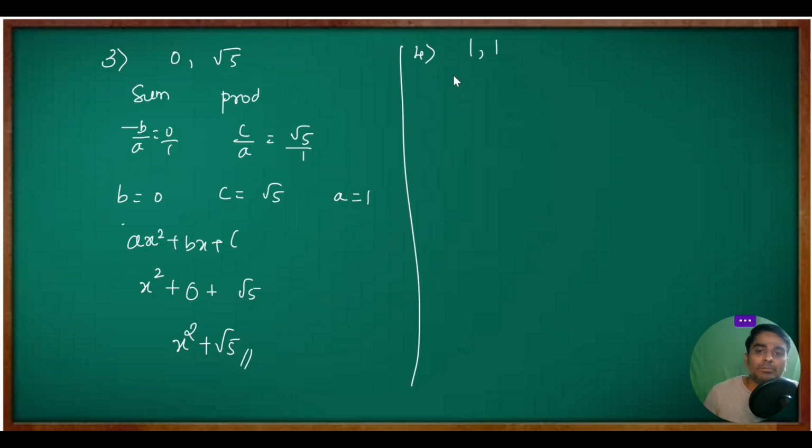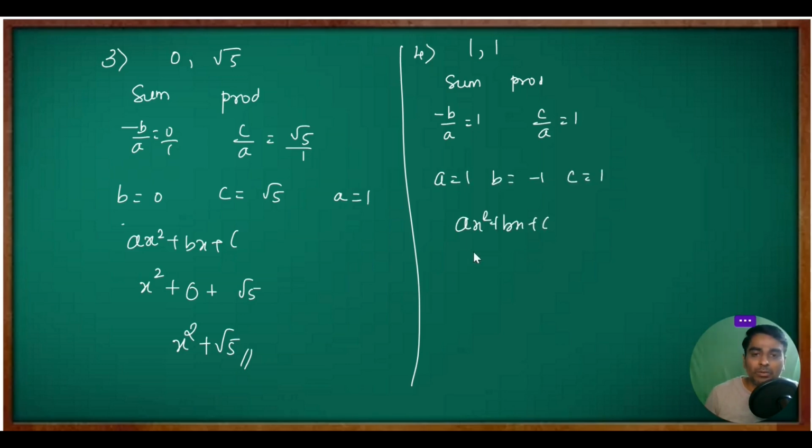Next question, the fourth one, 1 comma 1. It's very simple. Sum is equal to 1, product is equal to 1. Sum means minus b by a equal to 1, and here c by a equal to 1. Here a is equal to 1, b is equal to minus 1, c is equal to 1. Here a is 1, so x square will remain. Here it is minus 1, so minus x, and this will be 1. This is the required answer.